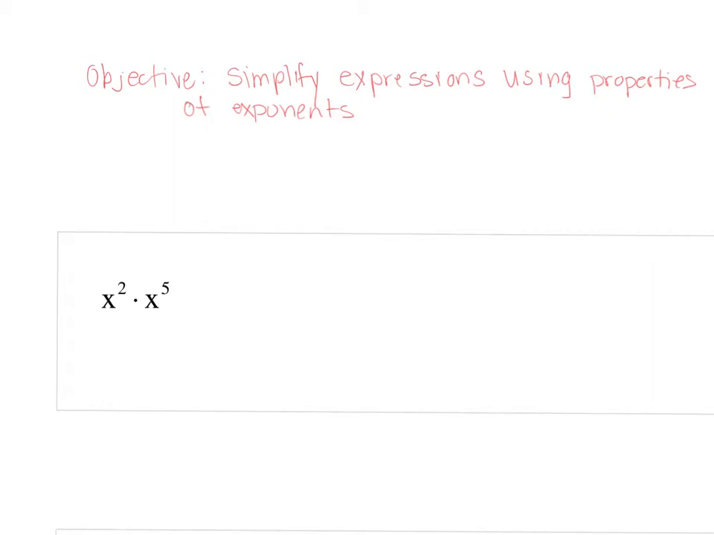Now keep in mind this is an exponential notation, and if you forget your rules, you could always go back and say, well, x to the second is x times x, and x to the fifth is x times x times x times x times x. And then you would see that if you have the 2 here and the 5 x's here, you would have x to the seventh. And then the shortcut that we're looking to be able to use so that we don't have to write out all those x's all the time would be to simply add those two exponents.